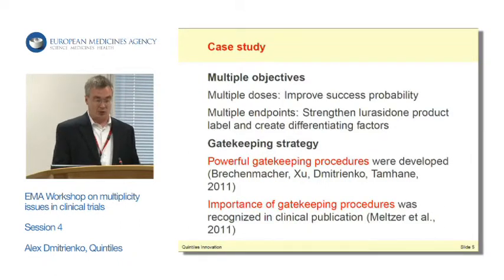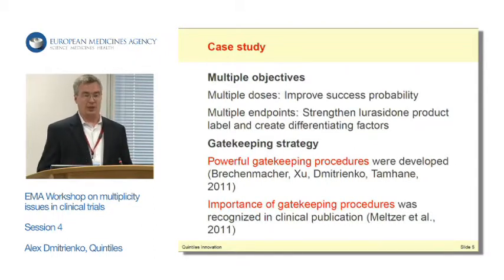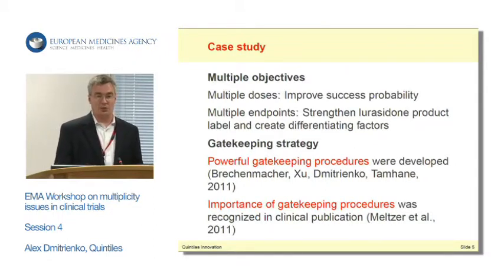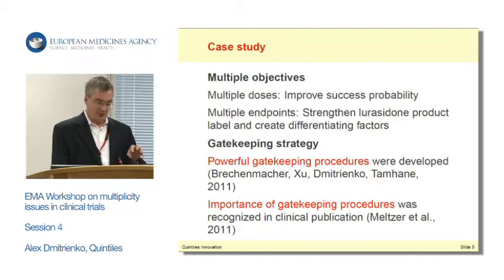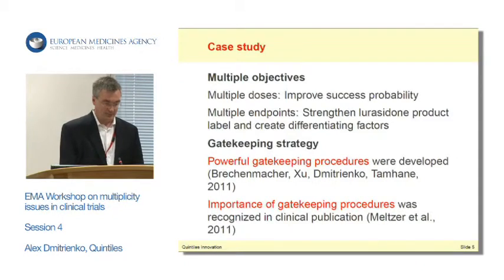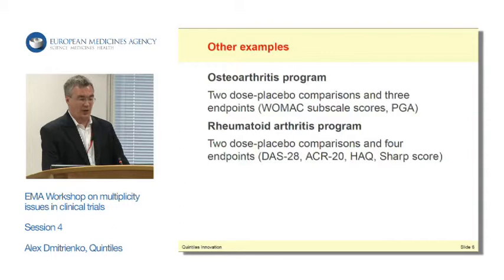And I was lucky to have contributed to this paper. What you see at the bottom of the slide is the clinical publication that summarized the results of one of their phase 3 clinical trials. The publication emphasized the importance of having a pre-specified and powerful gatekeeping procedure that ultimately enabled the sponsor to get a very attractive label. When you look at their FDA label, you see that the significant results on those secondary endpoints are highlighted in the product label. And obviously there are lots of other examples.